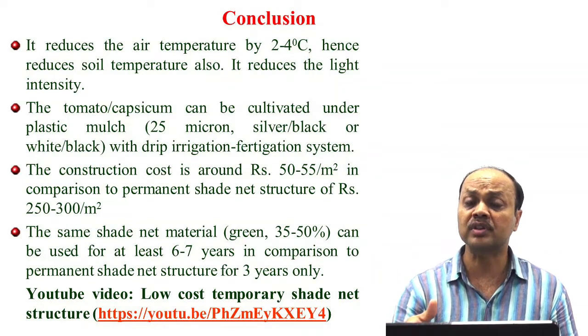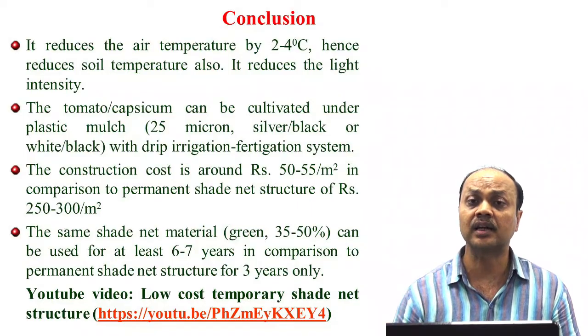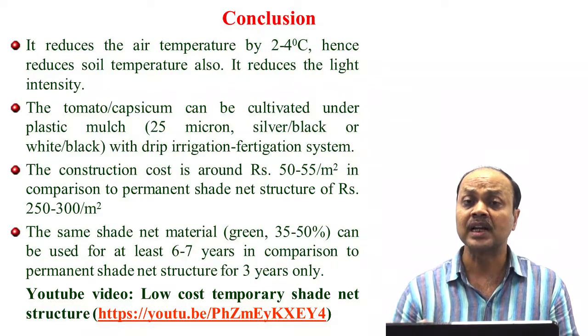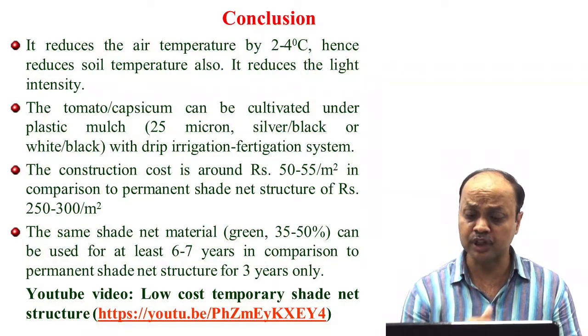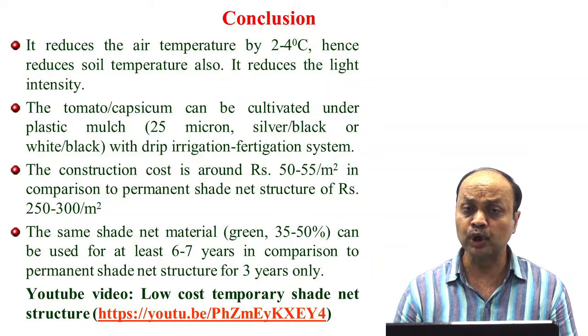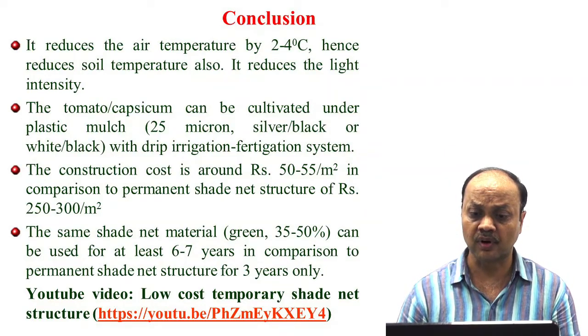Because here only during summer they can temporarily construct their sediment structure. They will use the drip fertigation system to irrigate the crop. They will use plastic mulch to reduce the soil temperature, and the temporary sediment structure to reduce the light intensity, soil temperature, and air temperature also. I will suggest that you kindly go through the YouTube video I have already uploaded, low cost temporary sediment structure. There also you will get a lot of information.